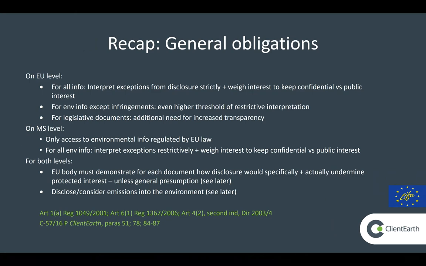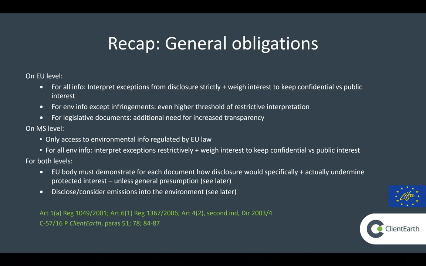On member state level, it's a bit clearer, a bit more straightforward, because only access to environmental information is currently regulated on EU level, at least generally. There's some, of course, sectoral legislation that has specific provisions. And for all those environmental information, exceptions are to be interpreted restrictively. And again, the public interest must be weighed against the interest to keep that information confidential.